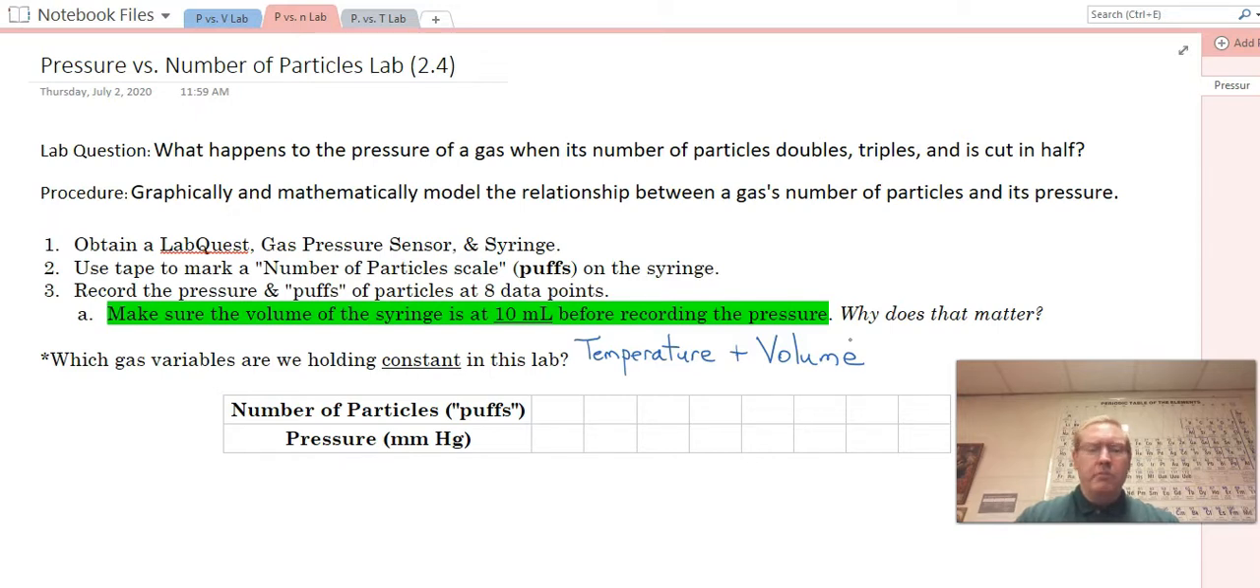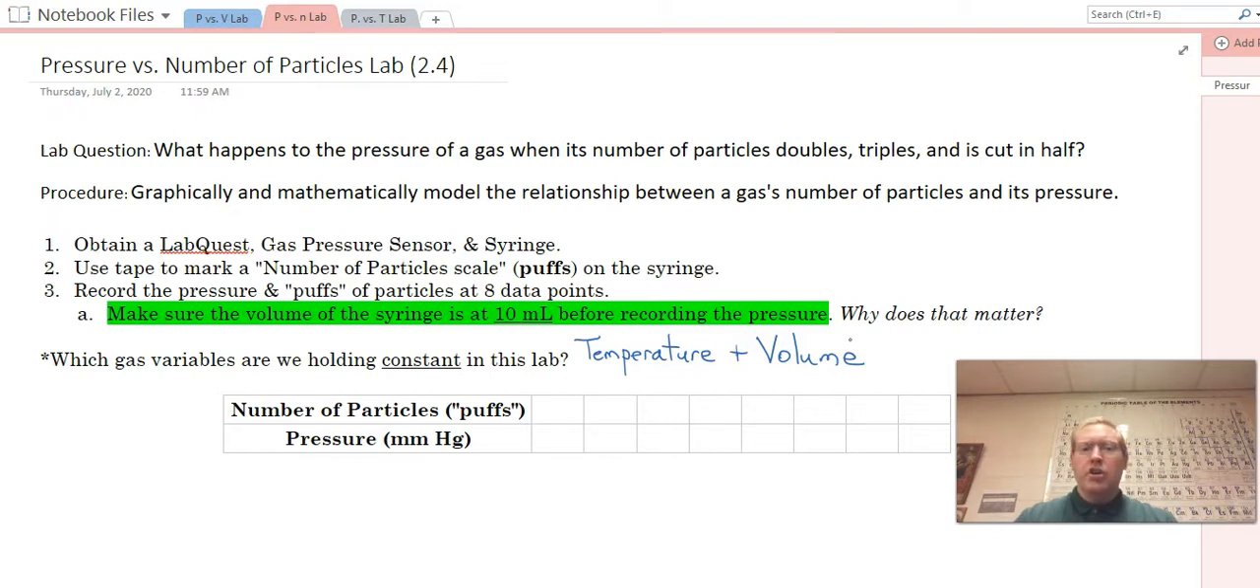That's why no matter how many or how few puffs of air I'm going to put into my syringe, before I record anything from the LabQuest, I need to make sure that the plunger is set at 10 milliliters. That way I know that every single time I get data, it's at the same volume. I can still change number of particles because I can keep putting more air in or taking air out, and I'll show you how I'll do that. But every time I take a measurement, it's got to be at 10 milliliters to make sure volume stays constant.